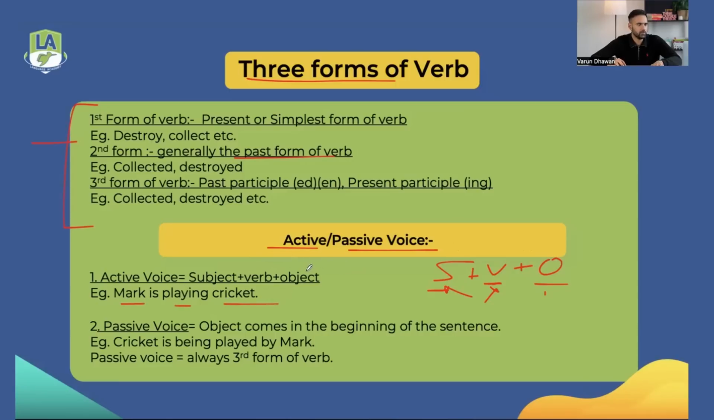When you have the object first and the subject at the last, it becomes passive voice. When the object comes in the beginning of the sentence, it is referred to as passive voice. You can write sentences this way and you can write sentences this way as well. For example, Mark is playing cricket is active. Cricket is being played by Mark. This is passive because the subject is at the end and the object is in the beginning. Remember this thing and you will be 100% fine.